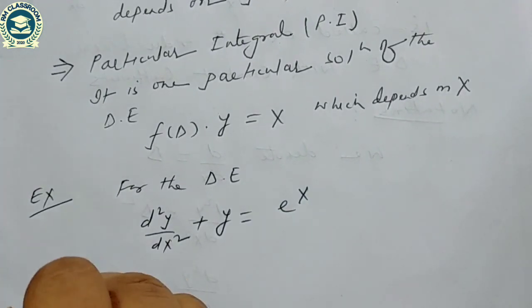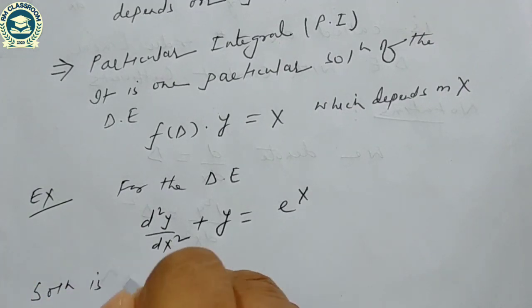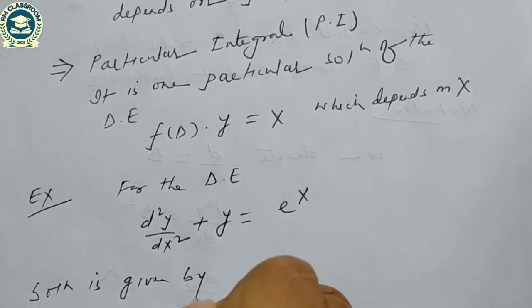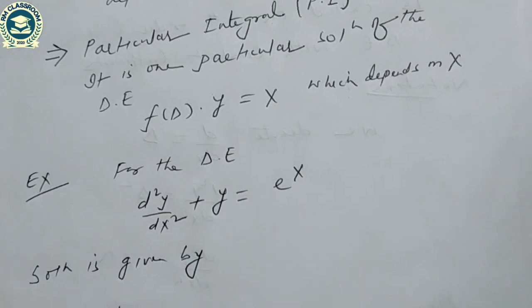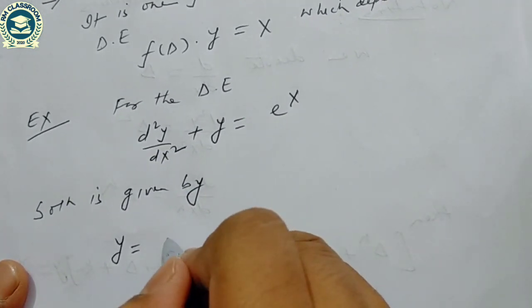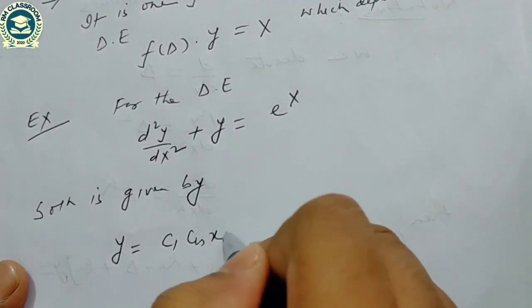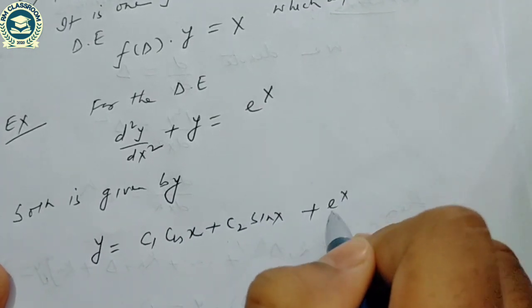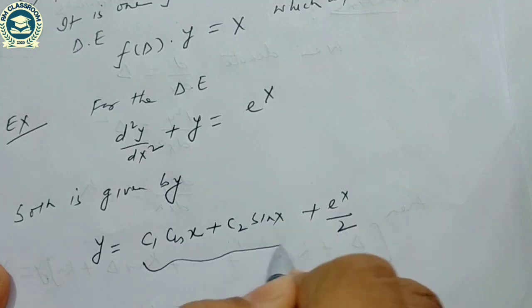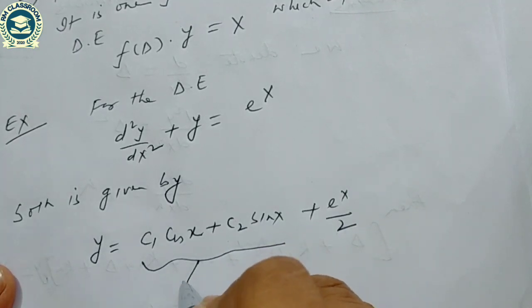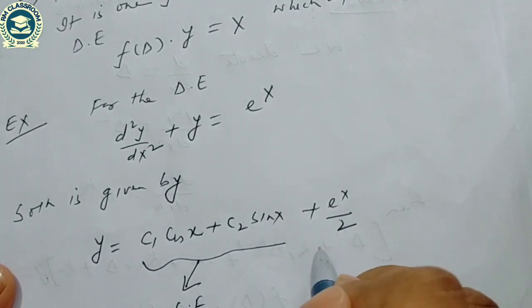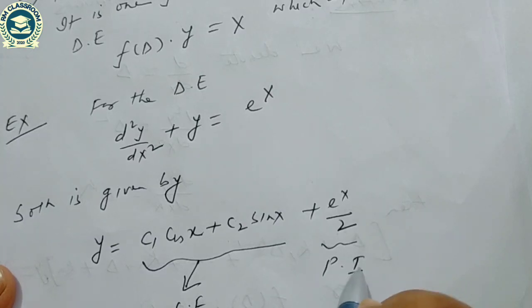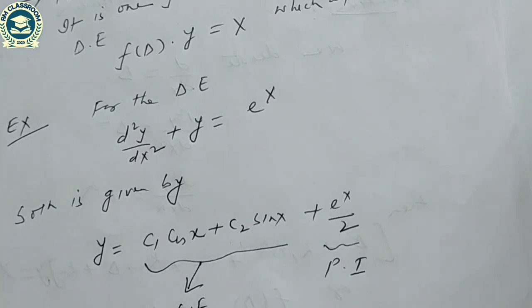Solution is given by y is equal to c1 cos x plus c2 sin x plus e to the power x by 2. How it will come? So I will show you. So this is the complementary function and this will be the particular integral. So how to compute this complementary function and particular integral?